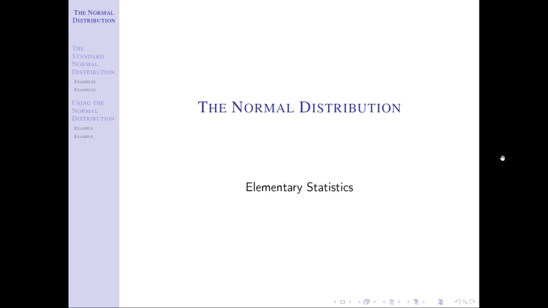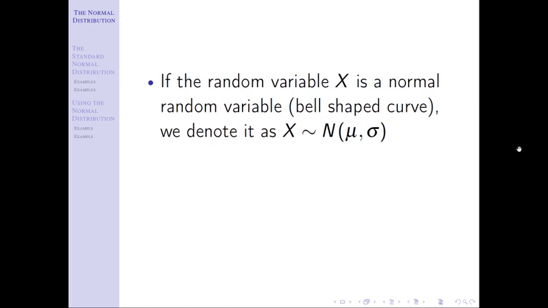So we start off by defining just a normal curve. What does that mean? If the random variable x is a normal random variable, i.e. bell-shaped curve, we denote it as x distributed N. We just use N for normal. Some people write it out, doesn't really matter. And it has two parameters, mu and sigma.